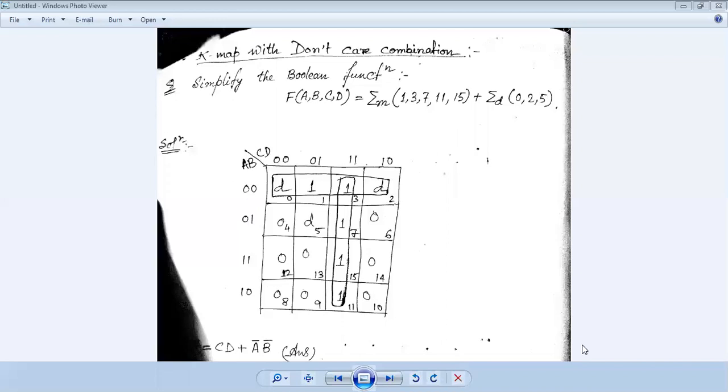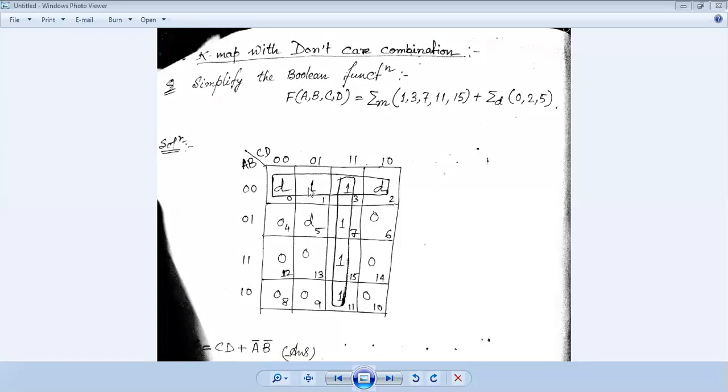There it is, the don't care condition. You can see summation of 1, 3, 7, 11, and 15 is numbered as 1. No problem with that one. But there is a don't care situation in 0, 2, and 5 that is written as D. That is the 0th cell, that is the second cell, and the number 5 cell is D, and others are 0. So here is a column with 4 ones. In that case, C and D are not varying, having a value of 1, 1, so it becomes CD.